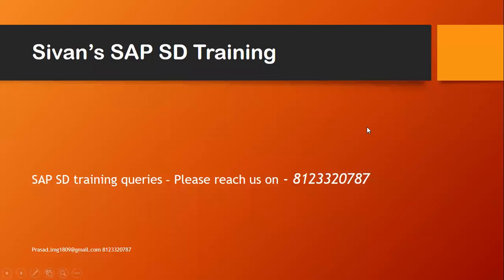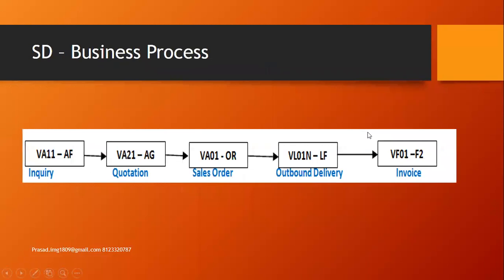Today we are going to discuss the business processes, how the business starts at some of the clients. Some clients may start directly with the sales order, and for some clients the business process starts with maybe an inquiry or a quotation also. Inquiry we will create using the transaction code VA11, the document type AF or IN.